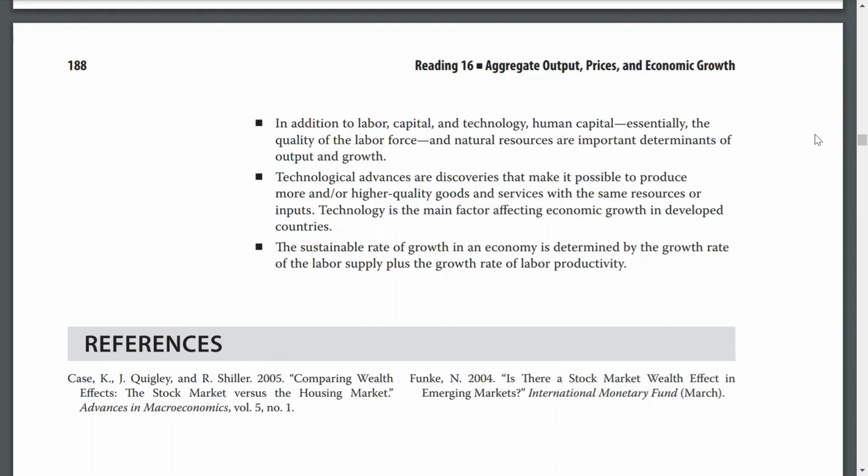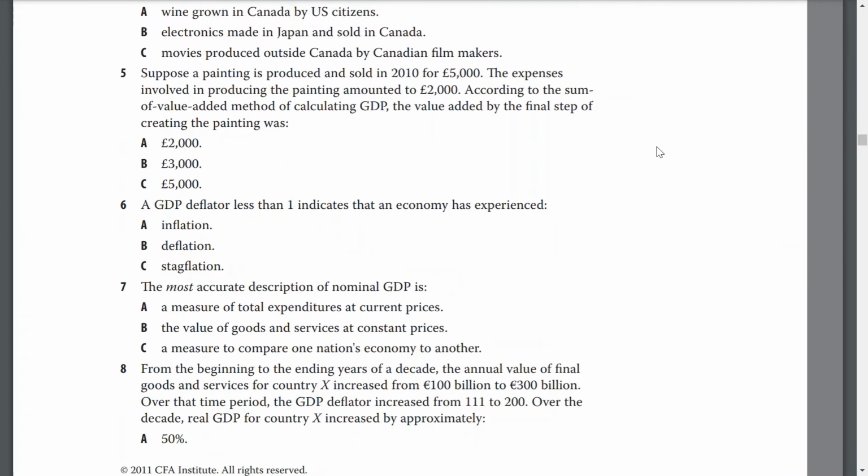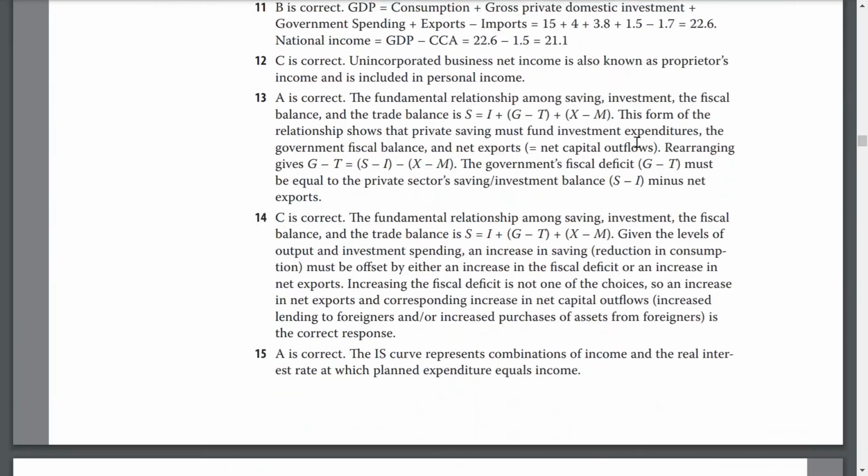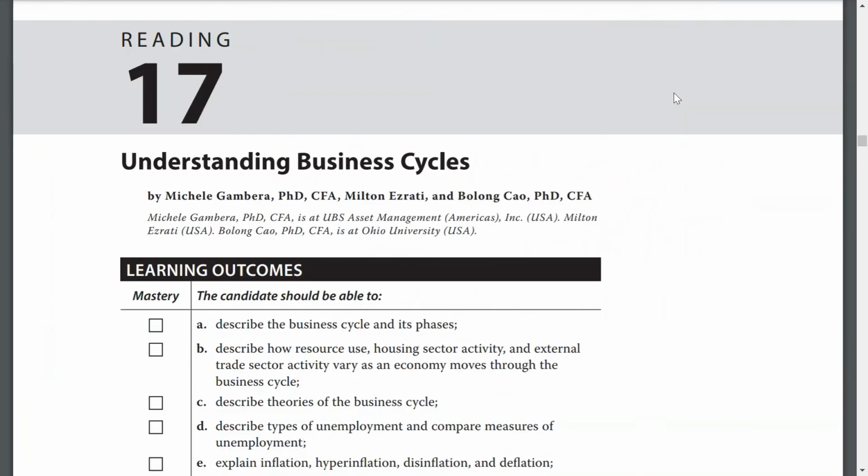Okay. So we finished Reading 16. We're going to get into Reading 17 next time. Also still in economics, but we're going to be talking about the business cycle, one of the very interesting and fun topics.